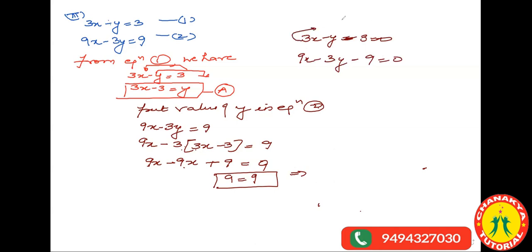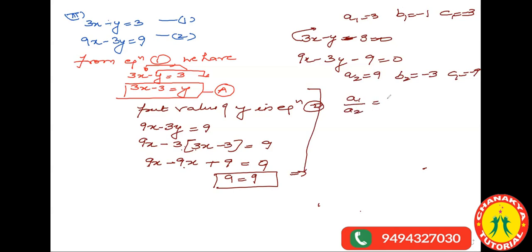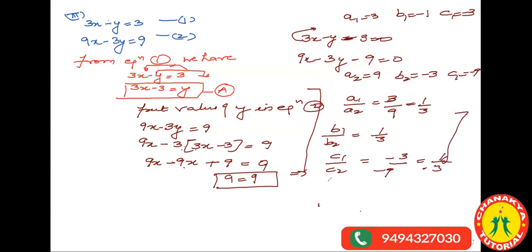So from equation 1, what are the values of A1? A1 is 3, B1 is minus 1, C1 is minus 3. Now from the second equation, A2 is 9, B2 is minus 3, C2 is minus 9. Now find the ratios. A1 by A2 is 3 by 9, so it will be 1 by 3. Then B1 by B2, again 1 by 3. C1 by C2, minus 3 by minus 9, so it will be 1 by 3. So all ratios are equal. It means infinitely many solutions.